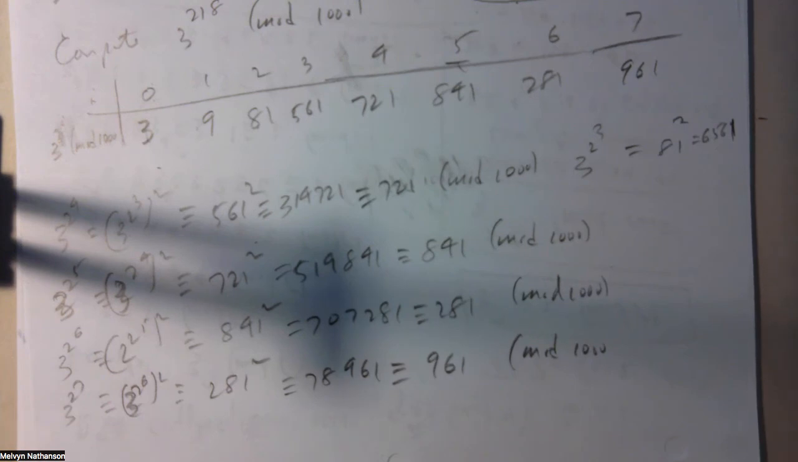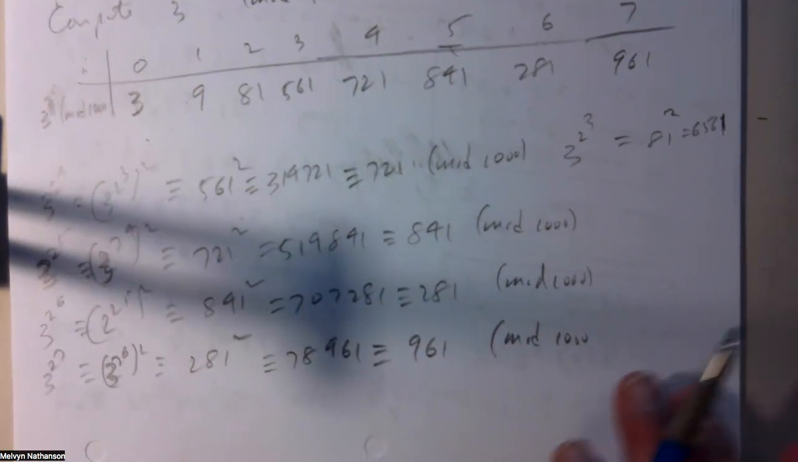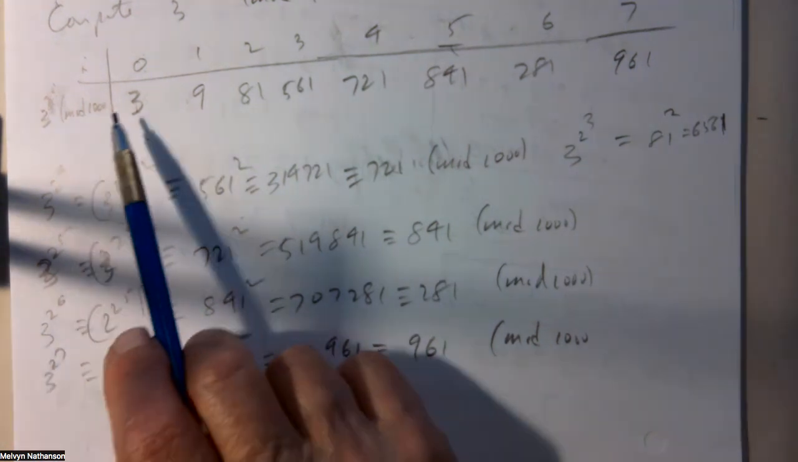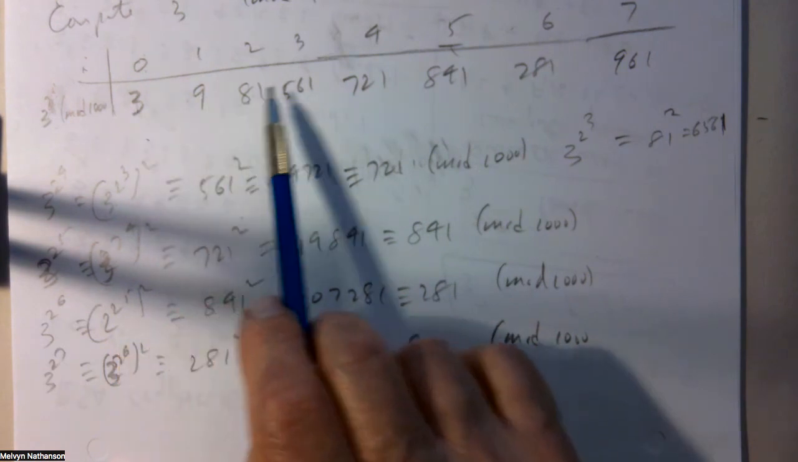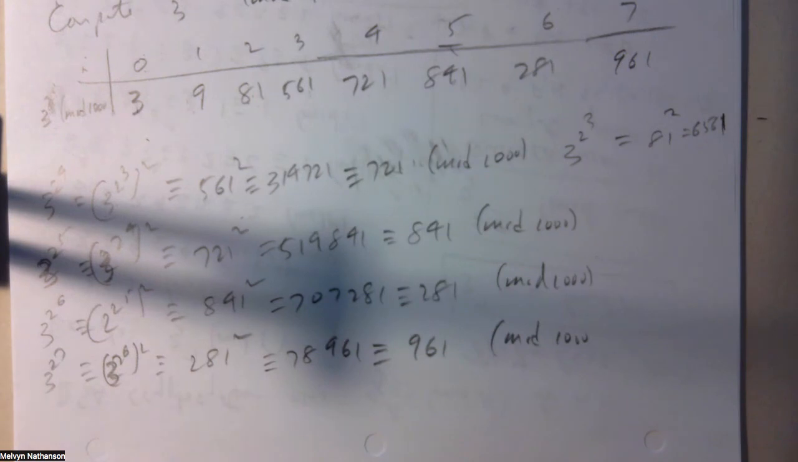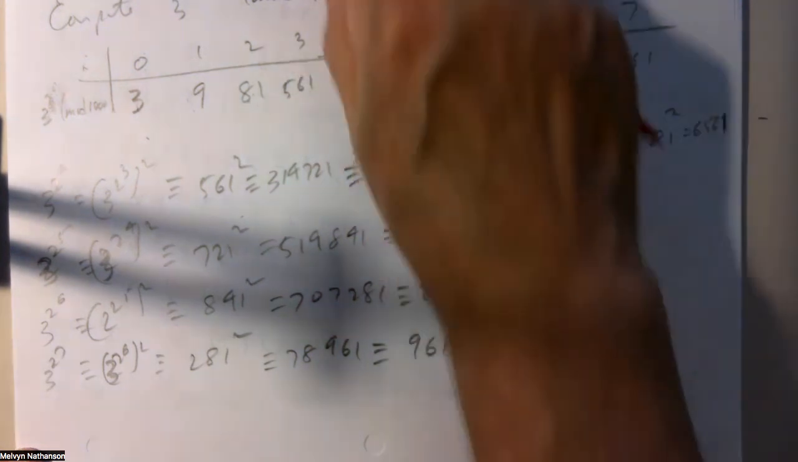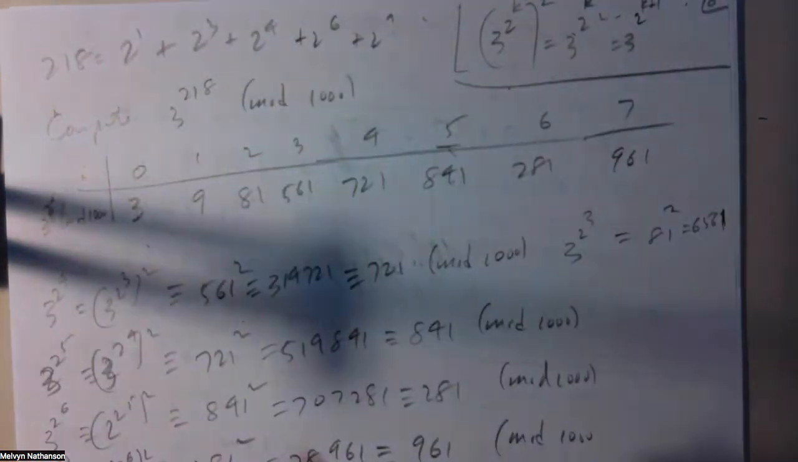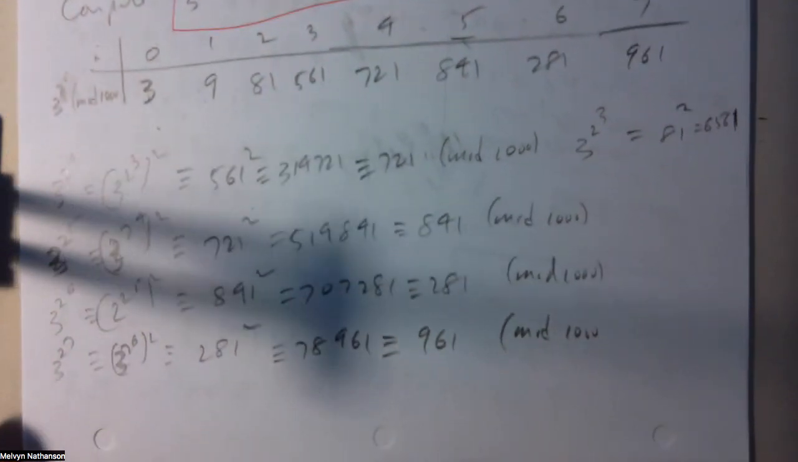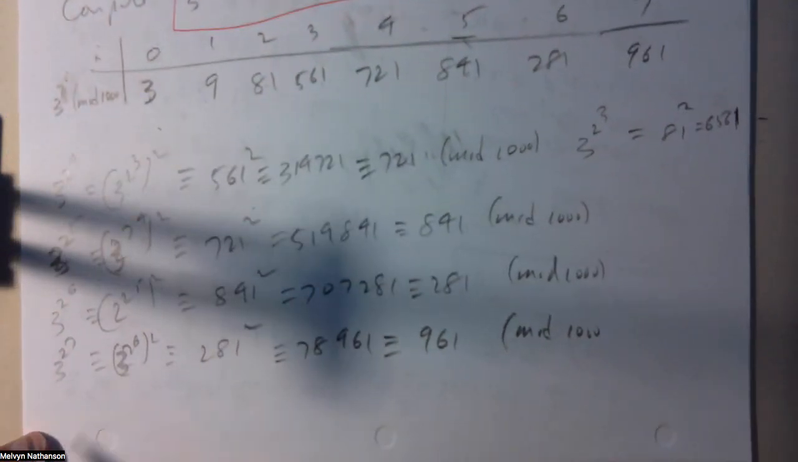So we have this little table, and it only took how many multiplications? 7. Start with 3, square it, square it, square it, square it. 1, 2, 3, 4, 5, 6, 7 squares. And we were done. And now we want to solve our problem. What was our problem? Compute 3 to the power 218 mod 1,000. So let's do it right now.